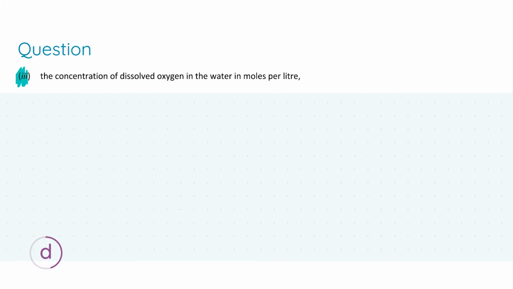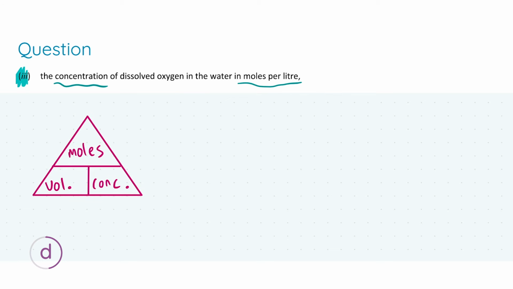Moving on to part 3, we are asked to find the concentration of dissolved oxygen in the water in moles per litre. You might be asking, how does this differ from the previous questions? The previous question asked us to find the number of moles of sodium thiosulfate, and then the number of moles of oxygen that were released. But in this case, we're asked to find a concentration, which means we're going to use another one of our volumetric analysis triangles to get a little more insight into what is going on.